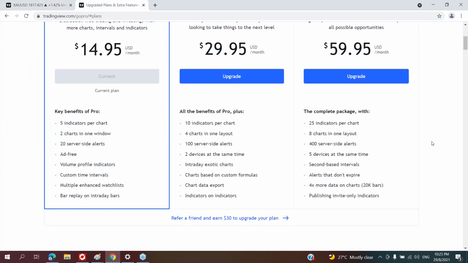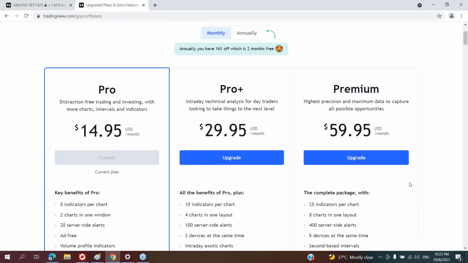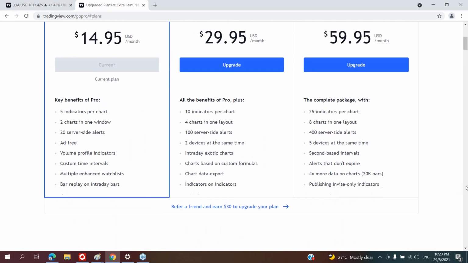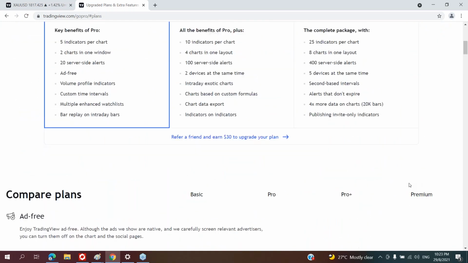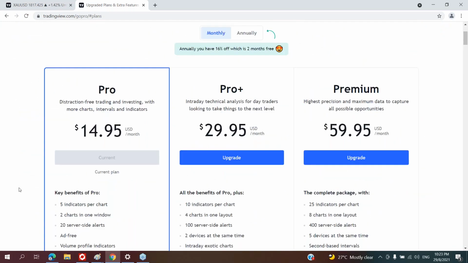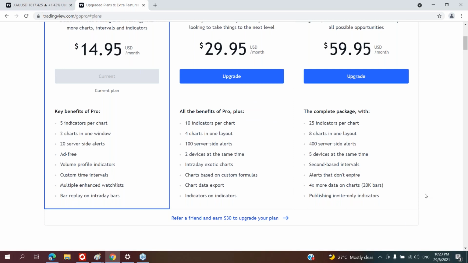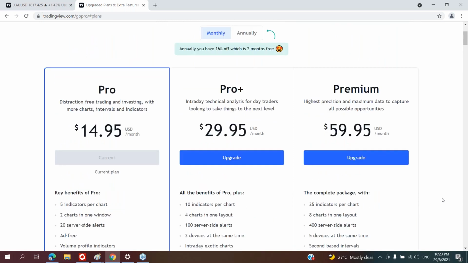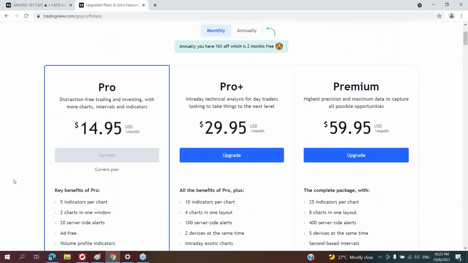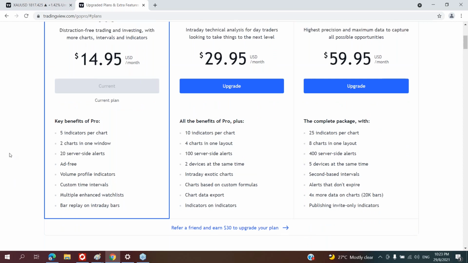And this is the pricing of TradingView. This is for monthly. You can try the monthly, or they have a free plan for one month, and you can just go with it. It's okay.